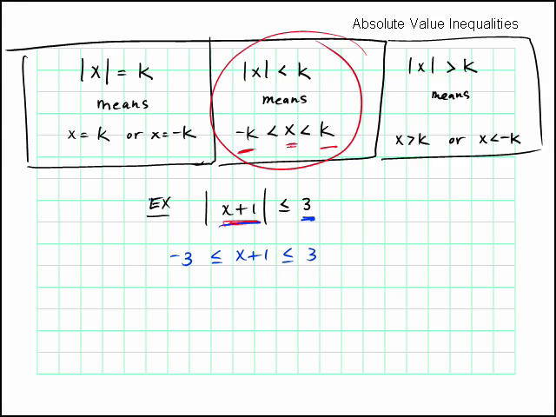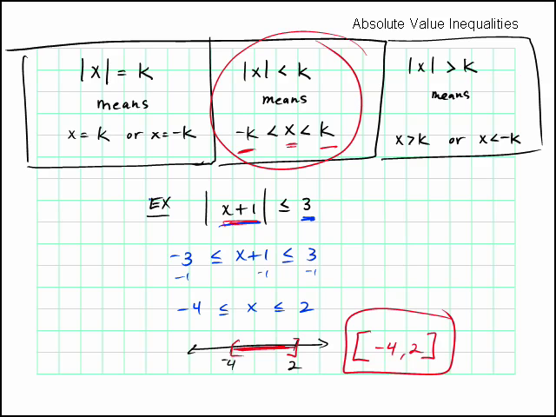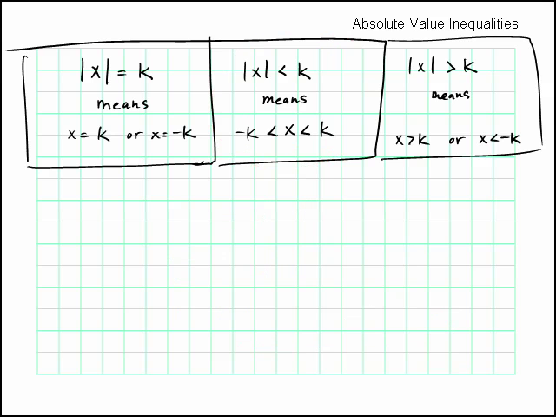Now I just solve for x. Like that, and those are our solutions. On a number line it would look like this. Oh, let me fix that. That means everything between negative 4 and 2 is supposed to be shaded, with brackets. And in interval notation, we have bracket negative 4 to 2 bracket. And so those are the solutions to the inequality.